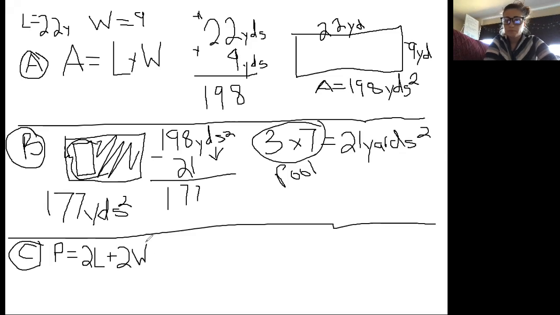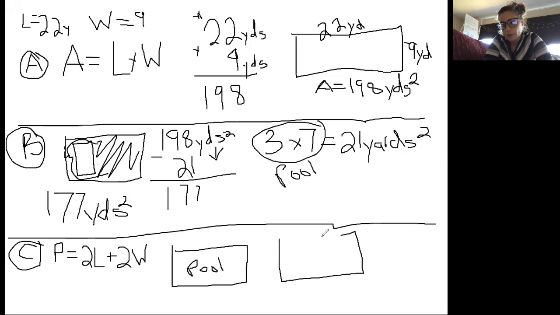Right? So we need to find out what the perimeter is of the pool. And we also need to find what the perimeter is of the whole backyard. And I'm just going to write BY for backyard. Okay. Now we need to go back up to the initial information that they gave us in this top. Okay, and we need to say that it is 22 by 9.